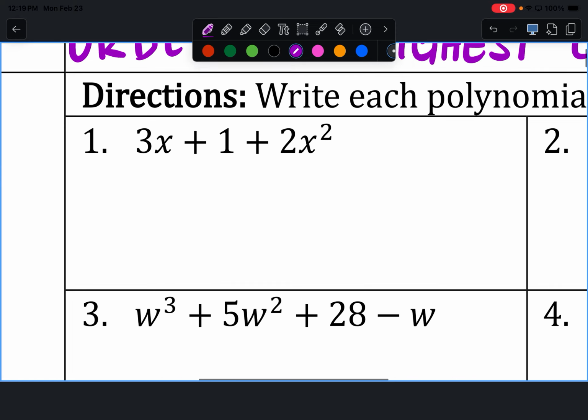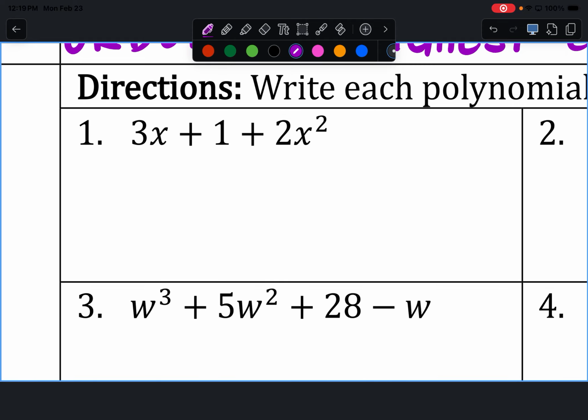For number 1, we have 3x plus 1 plus 2x squared. We only have one variable, but what is our highest exponent? 2. That tells us that our term 2x squared gets written first because it's the highest exponent. Then what term would go next? 3x. And then our constants, the terms without variables, will always go at the end. All we have to do is rearrange so that it is written with our exponents going in descending order.